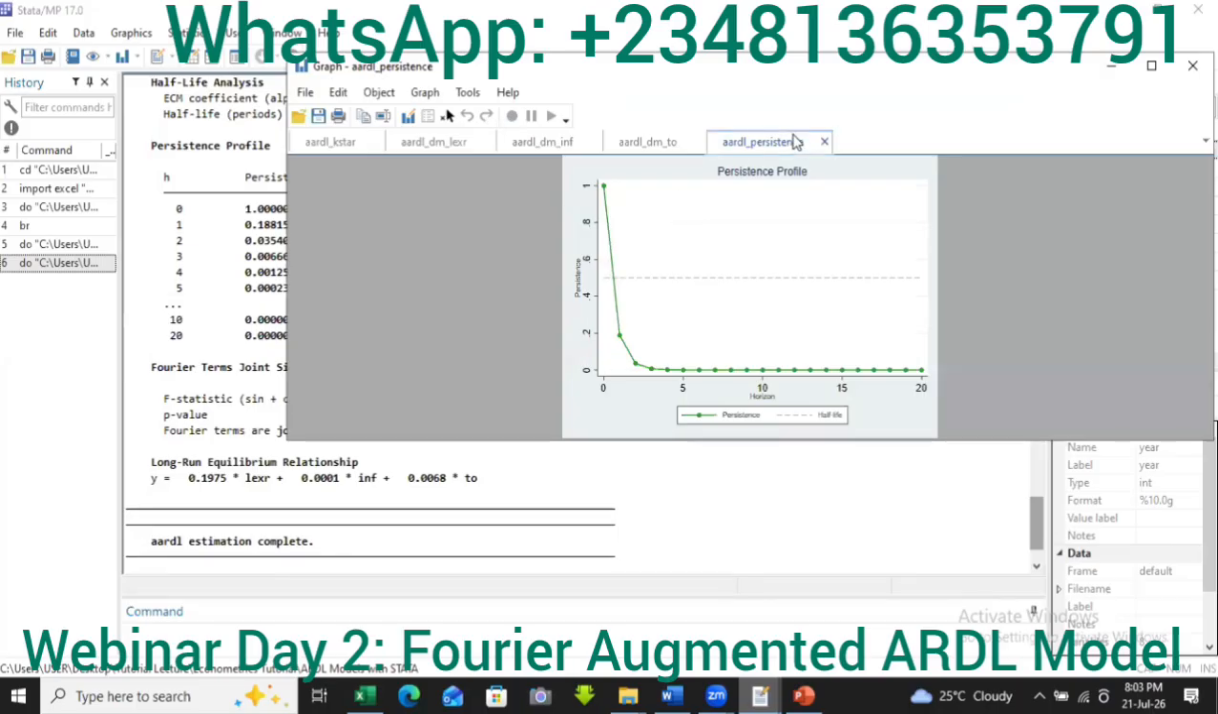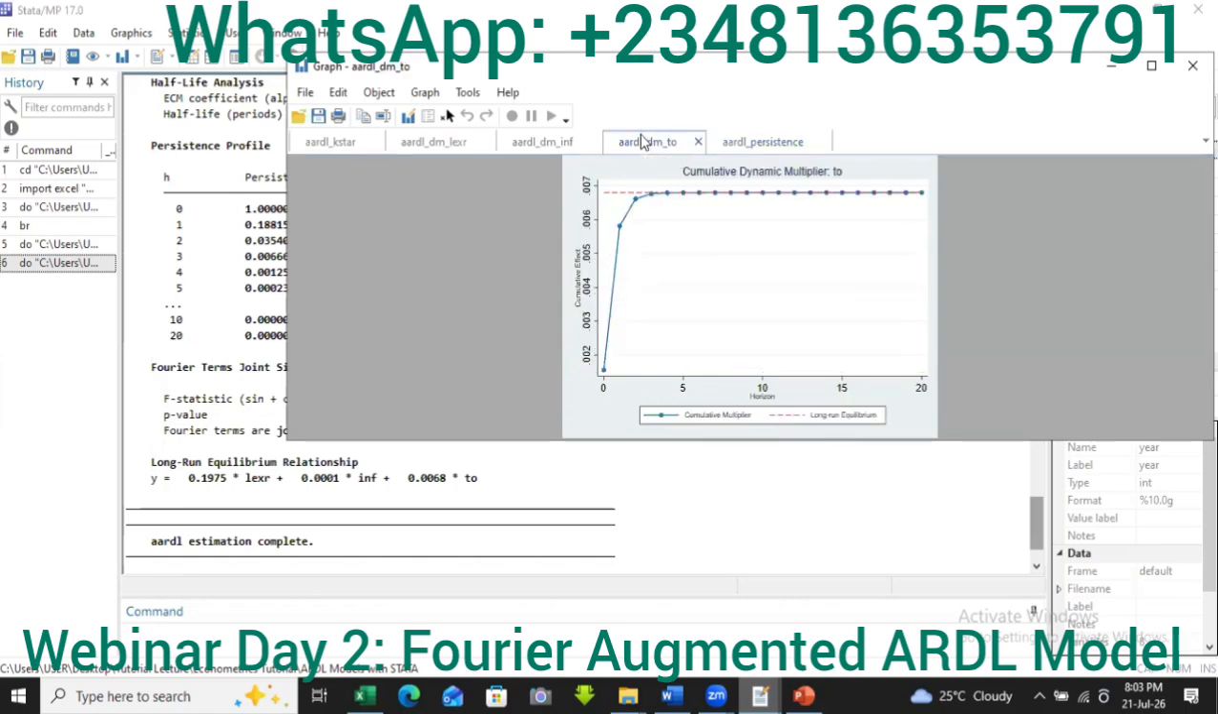You can see this is the persistence profile. This line represents where half of the shock disappears. You can see it's equivalent to where you have 0.419. So you can also view the impact of trade openness on real GDP. You can see it's going up, it's positive.